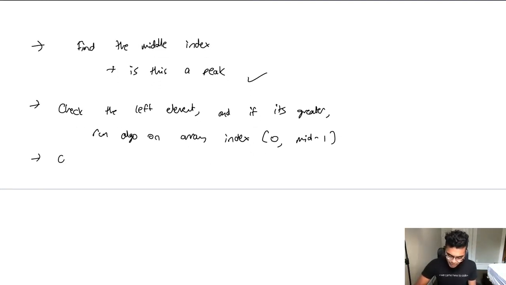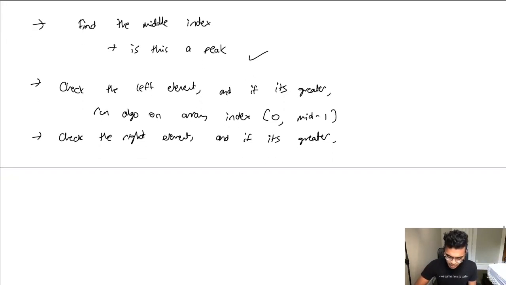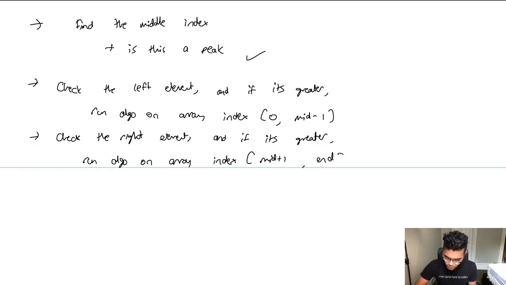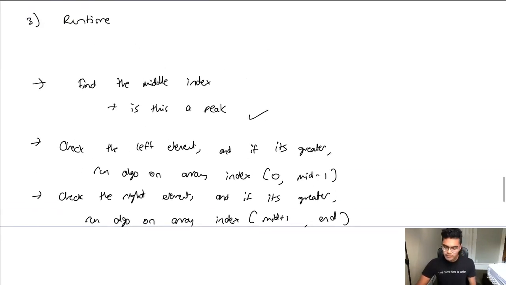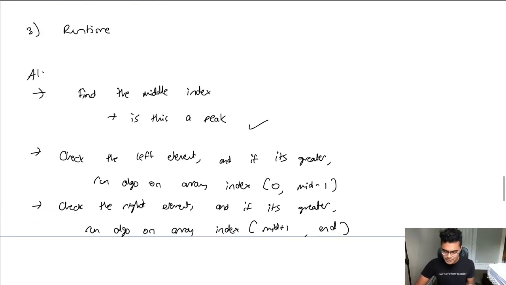And very similarly, check the right index. So if that did not work, check the right element. And if that's greater, and if it's greater, I apologize for my handwriting, by the way, guys. Sorry about that. Then run the algo on the array index, which is mid +1 to the end. Okay? So very crude handwriting and very crude explanation, but this would be my algorithm.